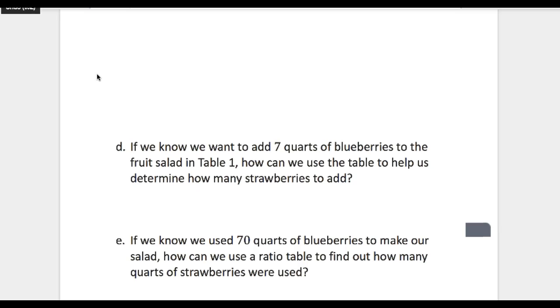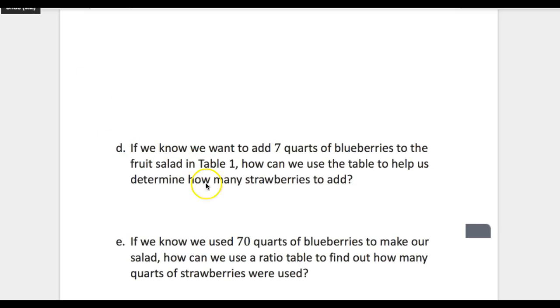E asks, if we know we want to add 7 quarts of blueberries to the fruit salad in table 1, the first table you made, how can we use the table to help us determine how many strawberries to add? Well, we know we're going to put 7 quarts of blueberries. So how do we use a table to tell us how many strawberries we need to add? Don't just tell me how many strawberries to add. How do we use a table to help us do that?